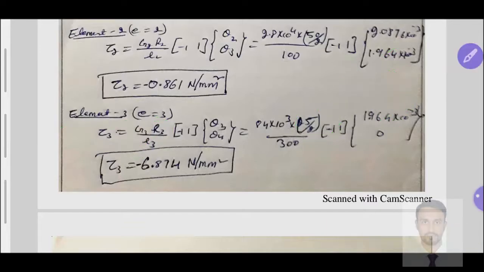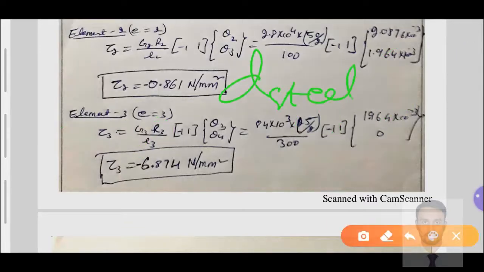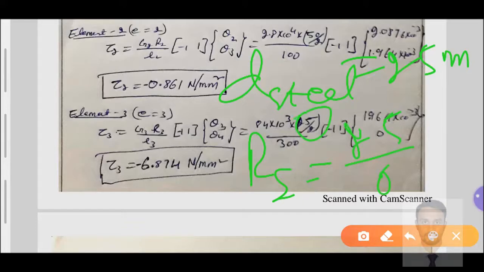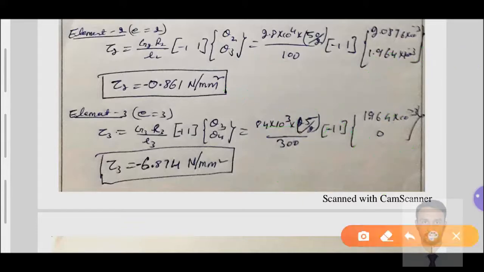The given diameter of the steel is equal to 25 mm, and the radius of the steel is equal to 25 divided by 2. I have taken the modulus of rigidity from the statement, and the length of the element from the figure.